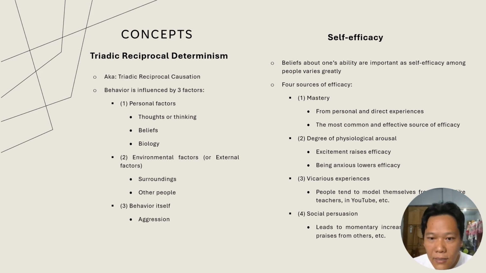And vicarious experiences, like people tend to model themselves with others, like for example, our teachers. So that actually affects our self-efficacy as well. Social persuasion leads to a momentary increase in our eagerness to learn. And if we receive praise from others as well, that's also a good fuel for our self-efficacy.